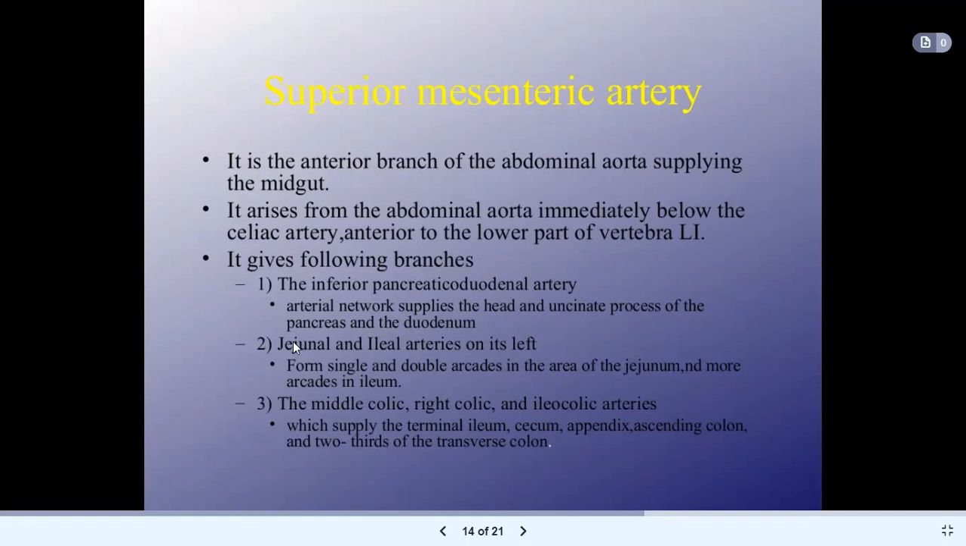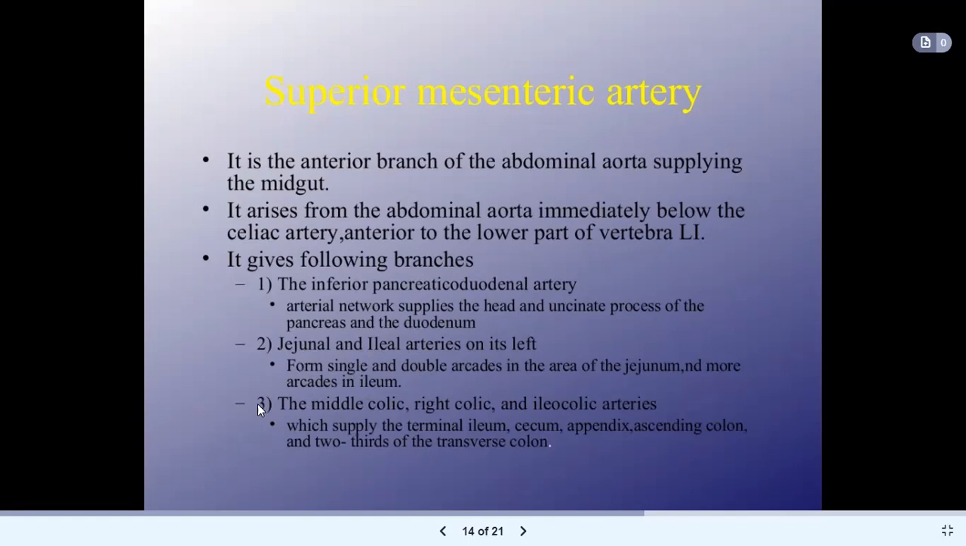And then we said we'll have the jejunum and the ileum in the midgut. So the superior mesenteric artery will also give supply. So we'll have the jejunal arteries and the ileal arteries. The jejunal arteries will supply the jejunum, and the ileal arteries will supply the ileum. That is part of the small intestine. They form single and double arcades in the area of the jejunum and more arcades in the ileum. So they form like a network supplying the jejunum and the ileum.